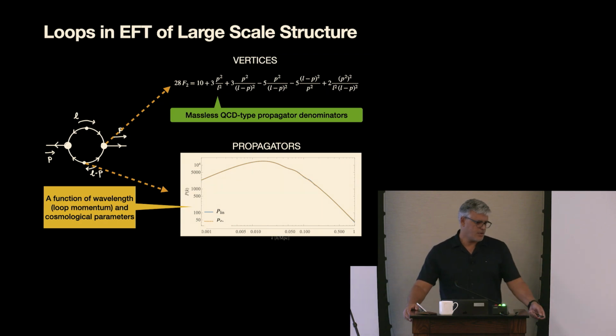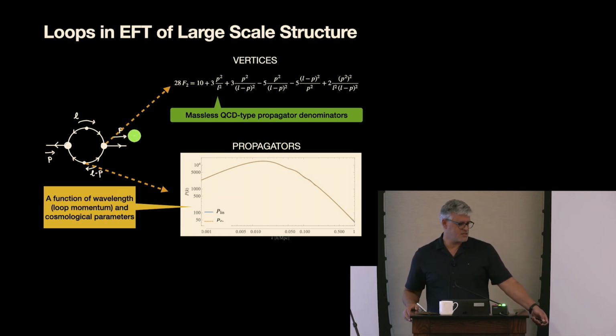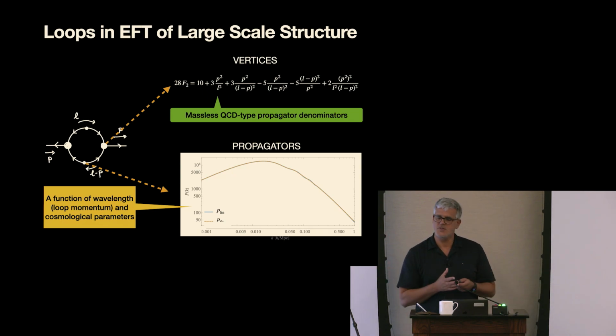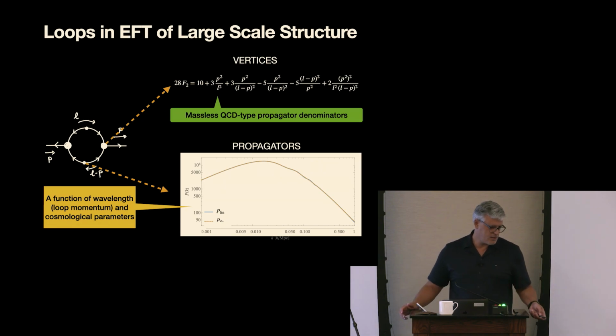Now, let me go into the vertices. The vertices, if you write them out, look like, in the denominators, which are the most important for us in terms of calculability, like massless propagators. If you go, though, to the propagators, as I told you, the propagators are the linear solution for the two-point function. And this depends on the cosmology. So it has a shape like this. So this doesn't really look very much like propagators that we have. So at face value, you would say this problem is not for us. On the other hand, it can be made.